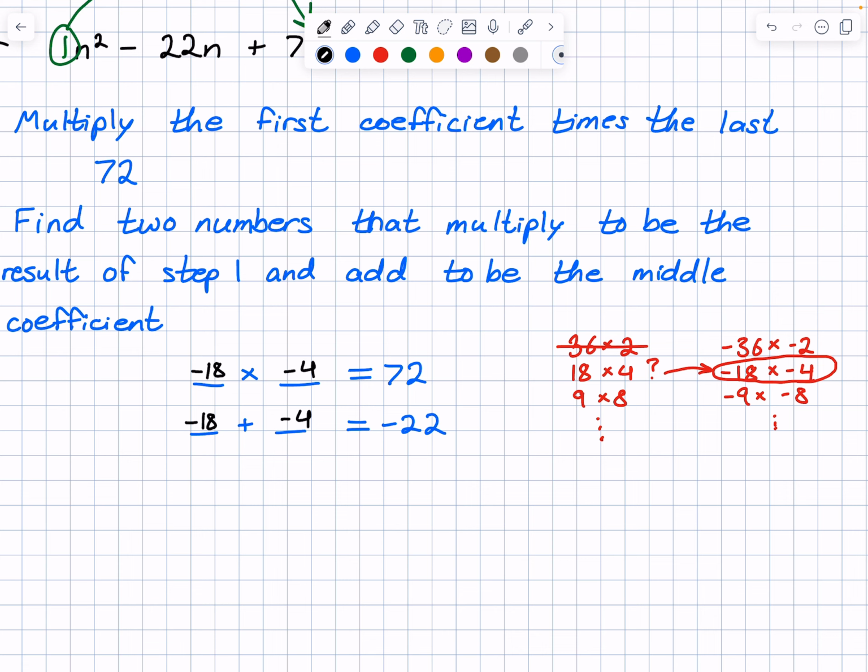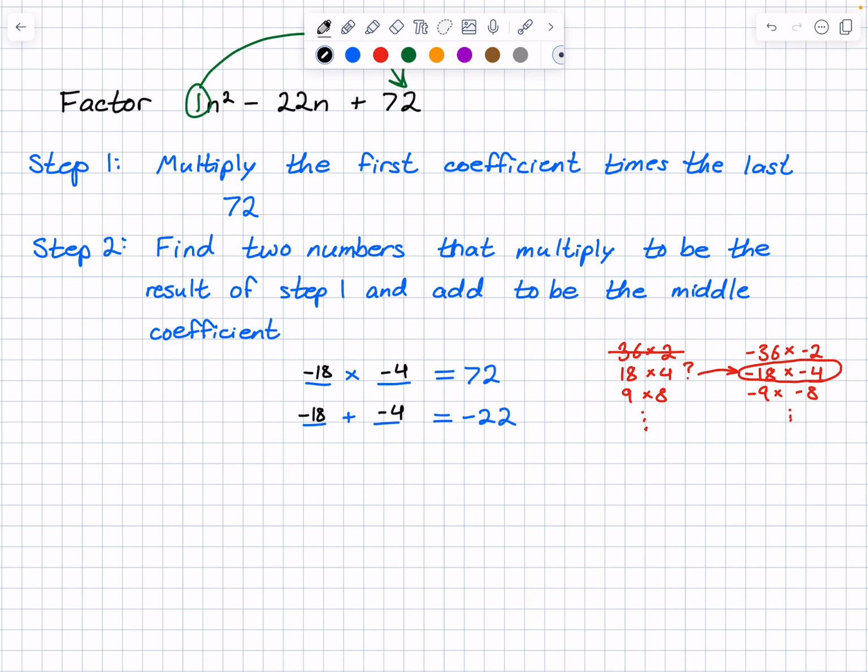And I like to fill in the blanks and just double check it. Negative 18 times negative 4, yep, that is in fact 72. Negative 18 plus negative 4, yep, that is in fact negative 22. So if you've mastered step 2, you are good to go. Now I'm going to show you step 3, but the good news is there are shortcuts for step 3 and step 4 if your first coefficient is 1. We'll get to that. But here's step 3. Step 3, you're going to split up the middle coefficient.